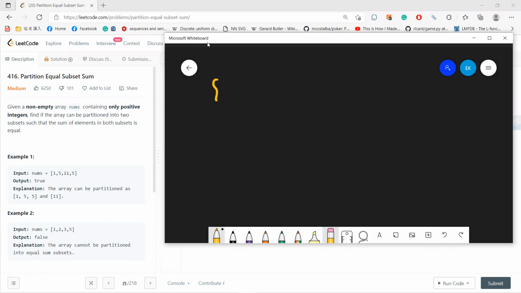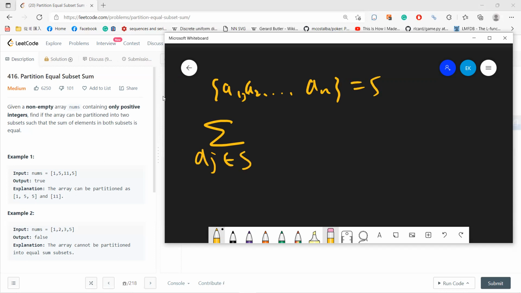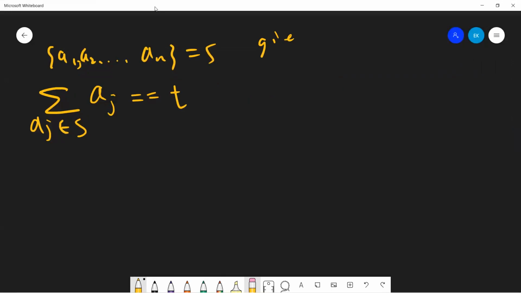So the idea is that suppose you got a set, or basically a multiset S, a1 up to an, and you're going to ask whether you can find a subset of S, where each aj belongs to S, such that the sum of the aj equals t. Okay, so given S and t, you need to return whether you can find a subset of elements whose sum is the same as t.